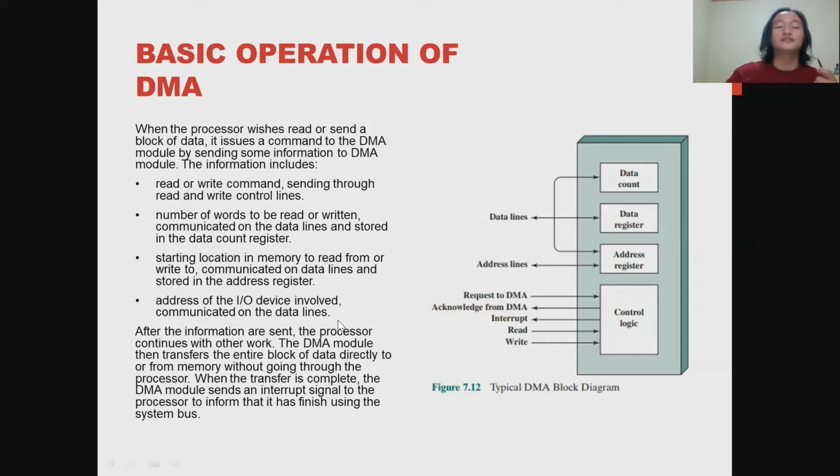After the information is sent, the processor continues with other work. The DMA module then transfers the entire block of data directly to or from memory without going through the processor. When the transfer is completed, the DMA module sends an interrupt signal to the processor to inform it that it has finished using the system bus.